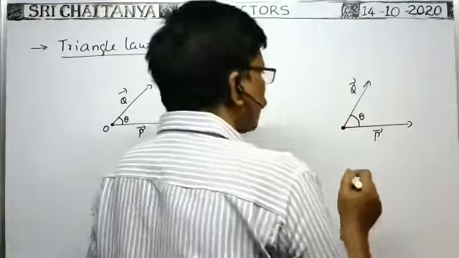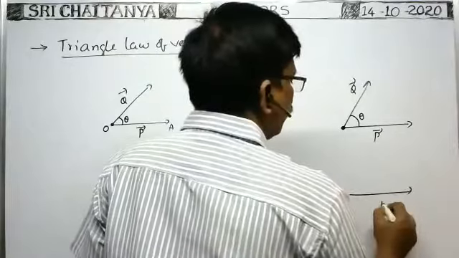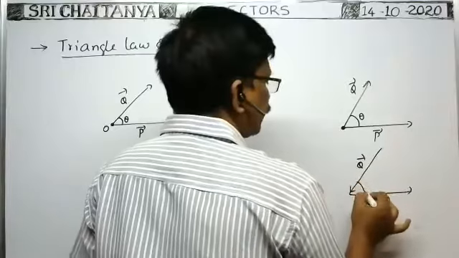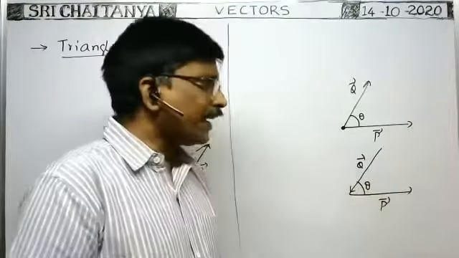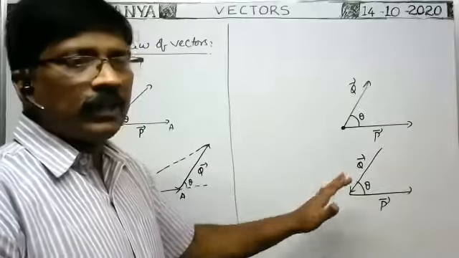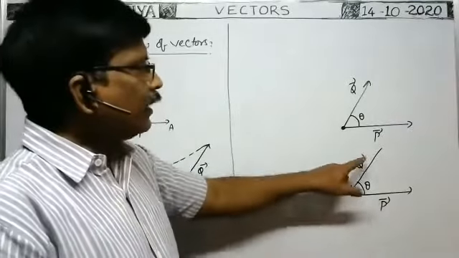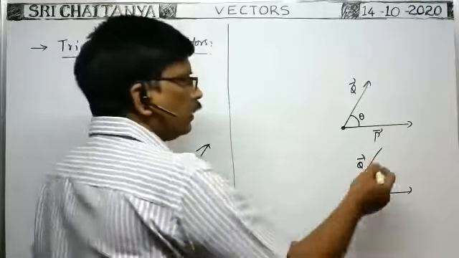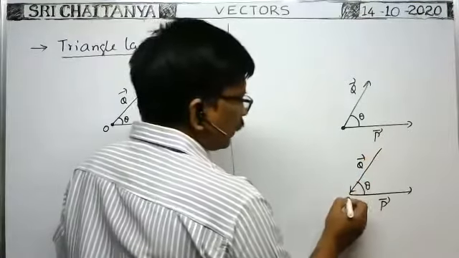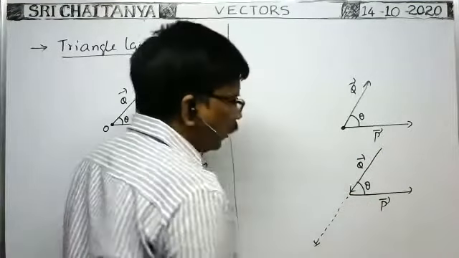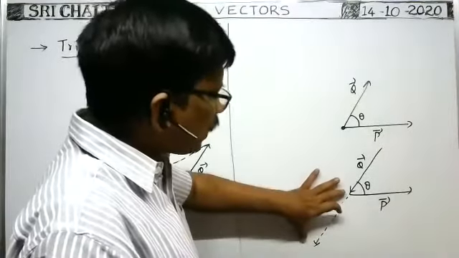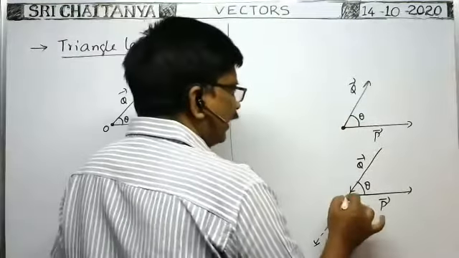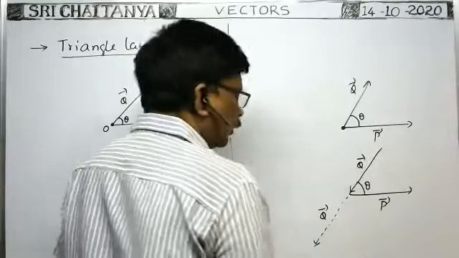Suppose p bar is like this and q bar is like this. This angle is theta. So in this case, what is the angle between the two vectors? Theta is not the angle between the two vectors, because the initial point of this vector is here, and the initial point of this vector is here. They are not coincident. That's why here you produce this vector in this direction. Now the length of this vector and this vector are both the same, and the direction is also the same. That's why this is the equal vector of q bar. Now it is q bar.